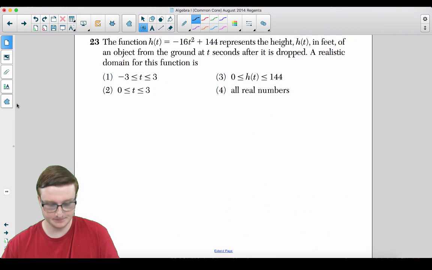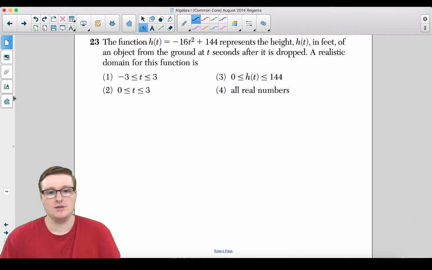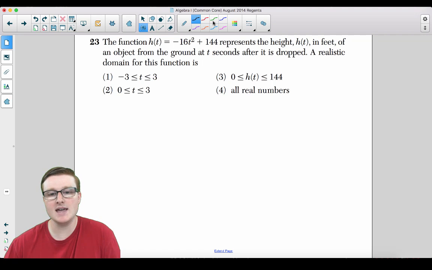All right, 23. The function h of t equals negative 16t squared plus 144 represents the height h of t in feet of an object from the ground after t seconds after it is dropped. A realistic domain for this function is what? So the domain, ladies and gentlemen, are your x values.